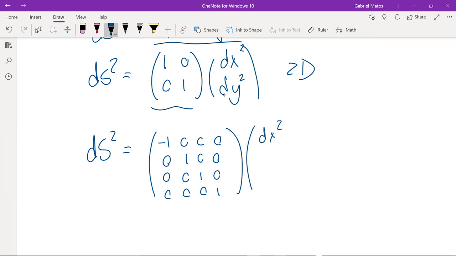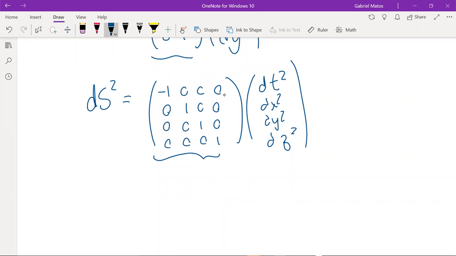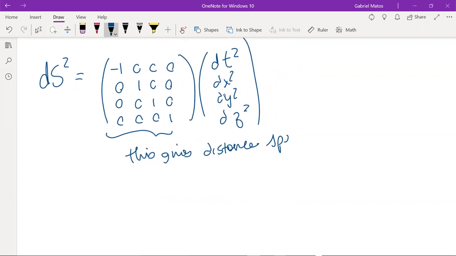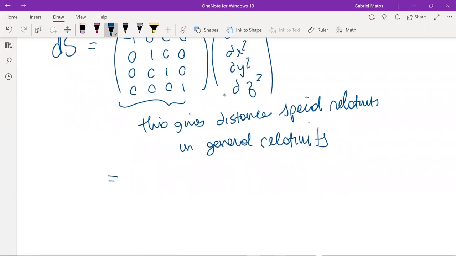And here, oops, I almost made a mistake. dx squared, dy squared, dz squared. Okay, so this thing here is the metric in space-time. Whenever you talk about special relativity, this gives you distance. It's not too relevant in special relativity, but more importantly, in general relativity. And usually this is written in short as g mu nu x mu, something like that.